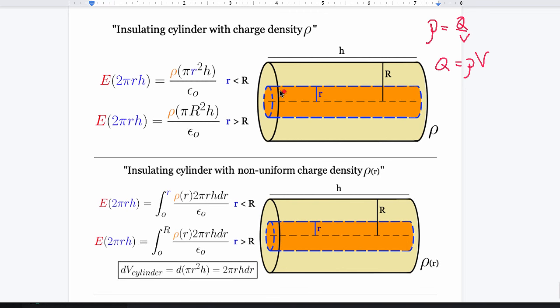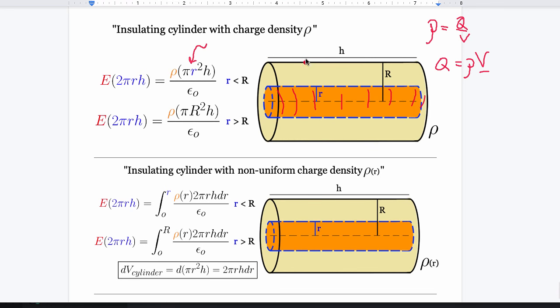Remember, the left-hand side is the same. Here's my Gaussian surface, 2 pi rh is the area, but I need to multiply by volume to get my charge in here. What's the volume of a cylinder? It's just pi r squared, the area of the end cap, times h, the length of this cylinder. So this is the area. And that's if I'm inside, if my Gaussian surface has a radius less than capital R.